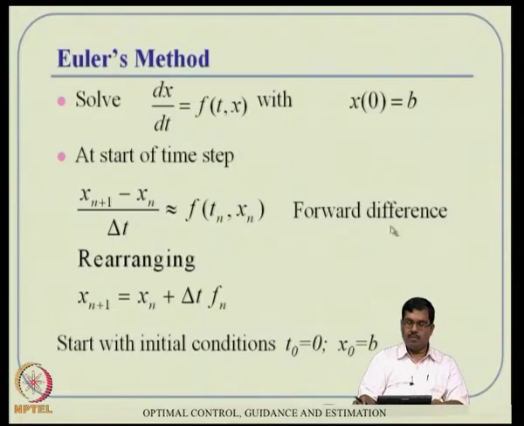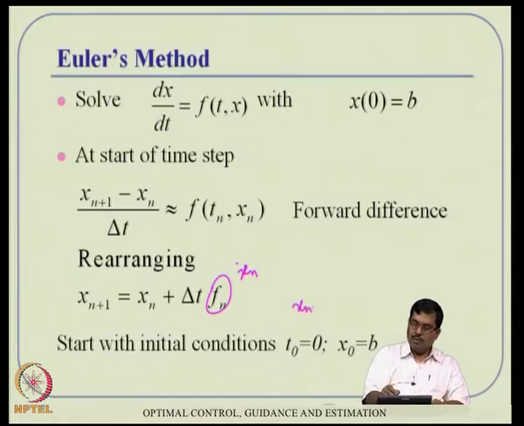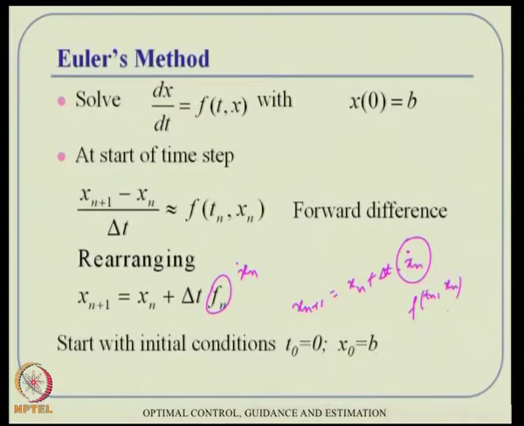Using the forward difference formula I can do that, and then you simply solve for xn plus 1. And remember, f of tn, xn is nothing but xn dot. So xn plus 1 is equal to xn plus delta t into xn dot, which people sometimes write that way, with xn dot being f of tn, xn. If I know tn, xn, I can calculate f of tn, xn because f is known to me, and then plug into this formula to get my xn plus 1.